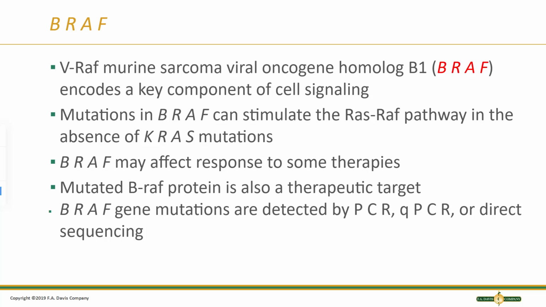BRAF, the V-RAF murine sarcoma viral oncogene homolog B1, encodes a key component of cell signaling. Mutations in BRAF can stimulate the RAS-RAF pathway in the absence of KRAS mutations. BRAF may affect response to some therapies. Mutated BRAF protein is also a therapeutic target. BRAF gene mutations are detected with the same methods that are going to be repeated throughout here: PCR, qPCR, direct sequencing.